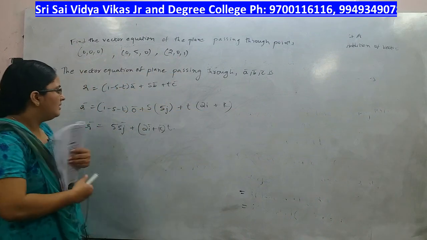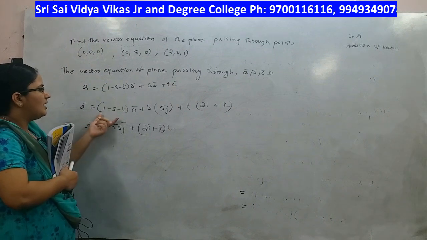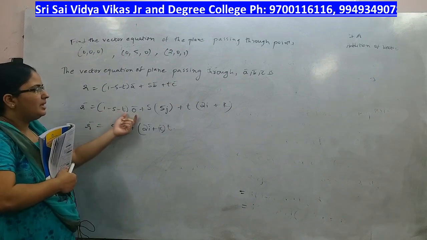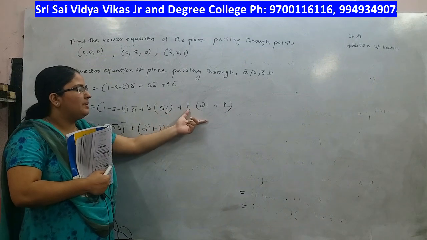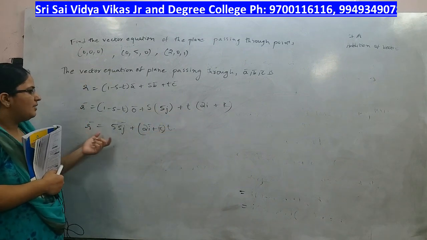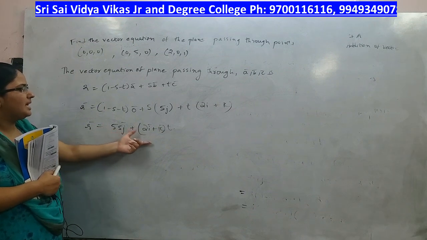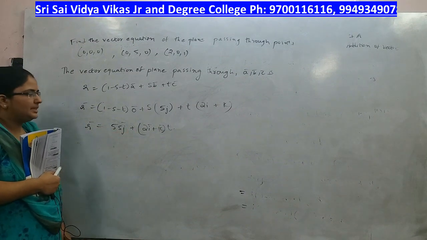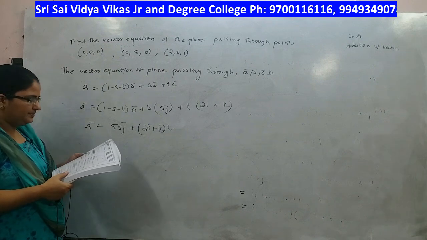So the equation becomes R bar is equal to (1 minus S minus T) 0 bar plus S into 5j plus T into (2i plus k). That can be written as R bar is equal to 5 S j bar plus (2i plus k) T. That is the equation of the plane.